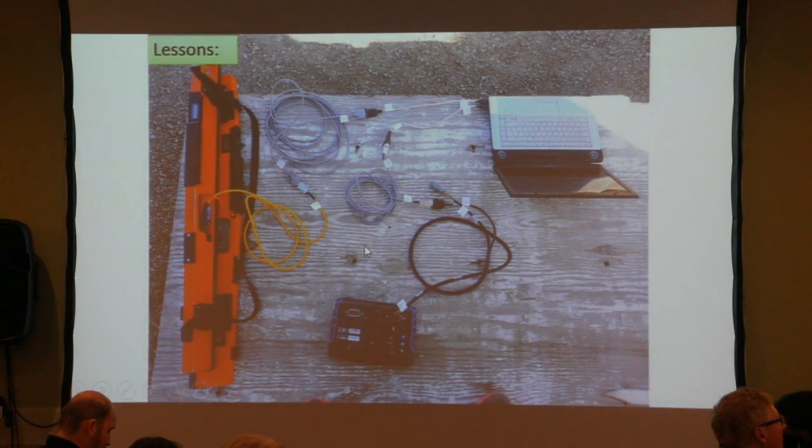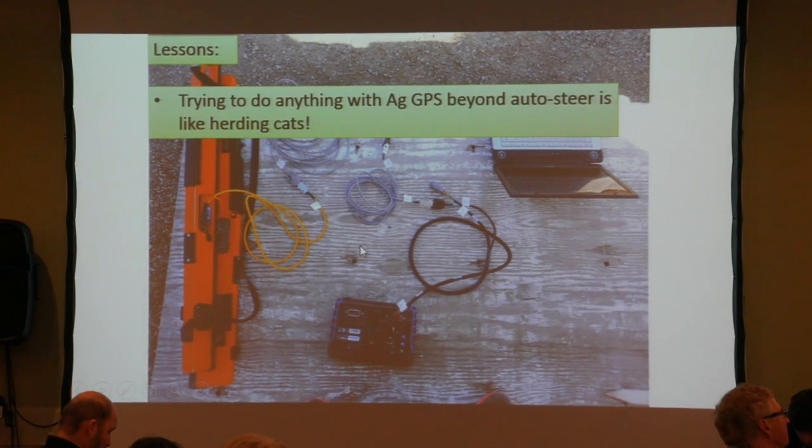So here are some of the lessons we've learned in year 1. Trying to do anything with ag GPS beyond auto steer is like herding cats. And this is really the hurdle that the precision ag companies have to deal with. And oh my goodness, it is really ridiculous. Auto steer is great. It's simple. It's easy. You want to try to do anything else, and it's like, yeah, we don't care. Leave us alone. We probably spent 100 hours trying to get our EM38 to communicate to our GPS unit simply because we had the wrong cable. And nobody could help us. Trimble couldn't help us.